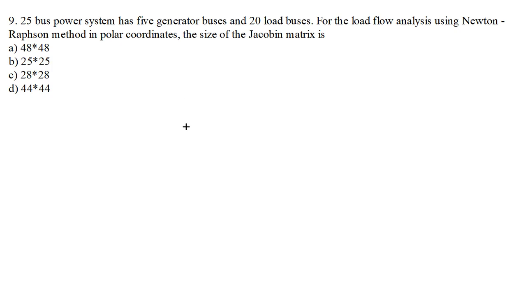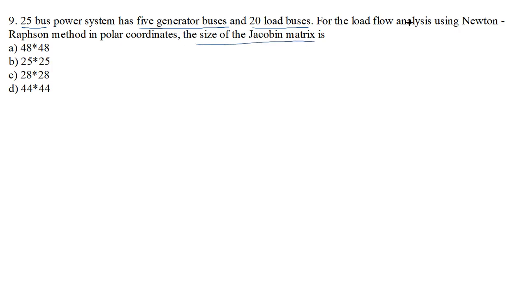Moving to the next question, question number 9. A 25 bus power system has 5 generator buses, so total buses are 25, and 20 load buses. For the load flow analysis using Newton-Raphson method in polar coordinates, the size of Jacobian matrix is.